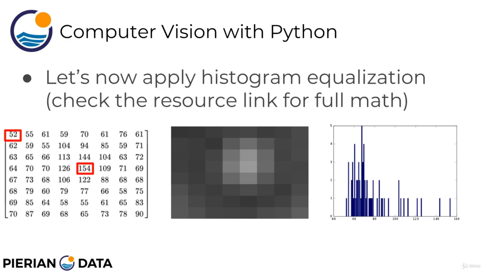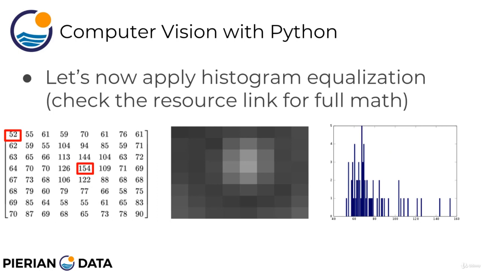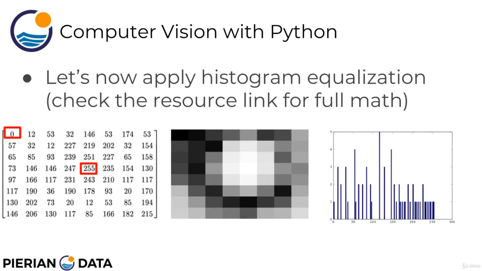What we're going to do now is apply histogram equalization, and definitely check out the resource link in this lecture for the full mathematical breakdown of how this actually works. It works from a cumulative distribution function, but right now we're more concerned with the effects of applying histogram equalization. After you apply histogram equalization, notice what happens to those left values. That minimum value that was 52 now gets transformed to 0, and that max value, which was 154, then gets transformed to 255. Let's take a look at what happens to the actual image itself.